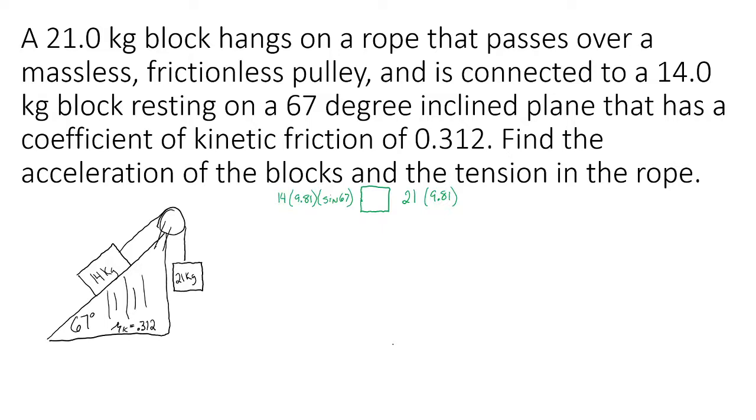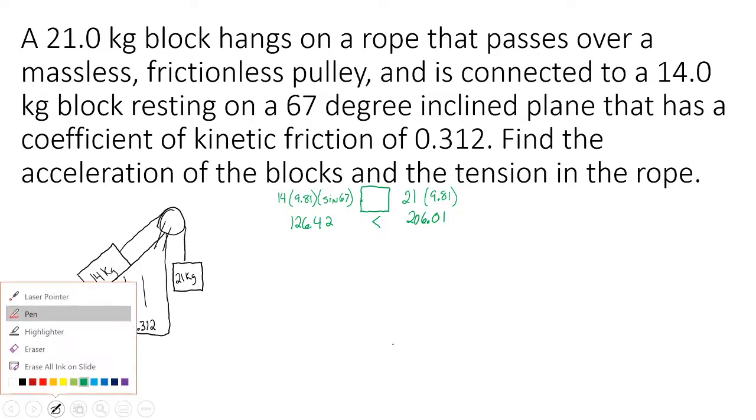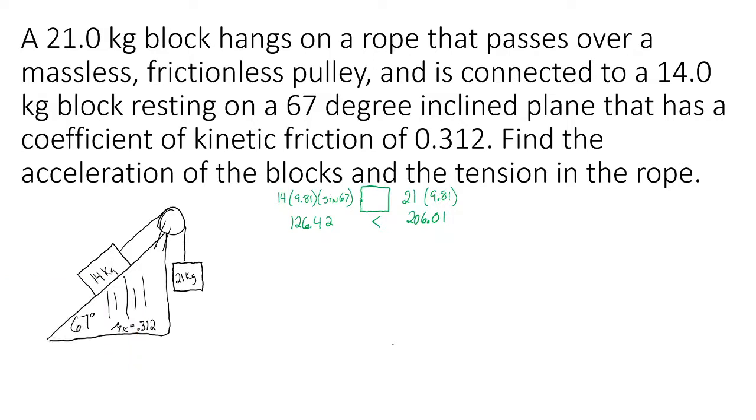We've got 14 times 9.81 times the sine of 67 is 126.42. And we're going to compare that to 21 times 9.81, and we get 206.01. So we can see that the block is moving towards the 21 kilogram block. So we can begin looking at our forces now. We know that this is moving down, so we have mass times gravity, and opposing it is the tension in the rope.